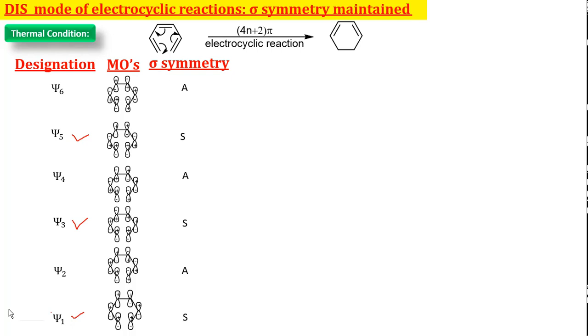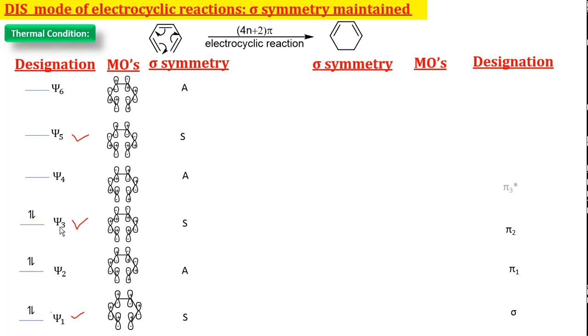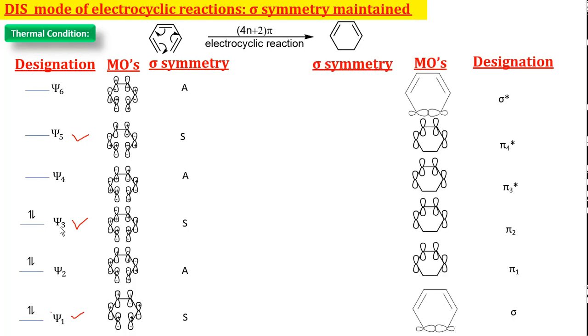Let's fill the electrons. How many pi electrons are there? 6 pi electrons. Those 6 pi electrons are filled into these molecular orbitals. Come to the molecular orbitals of products. Yes, these are the molecular orbitals of products.